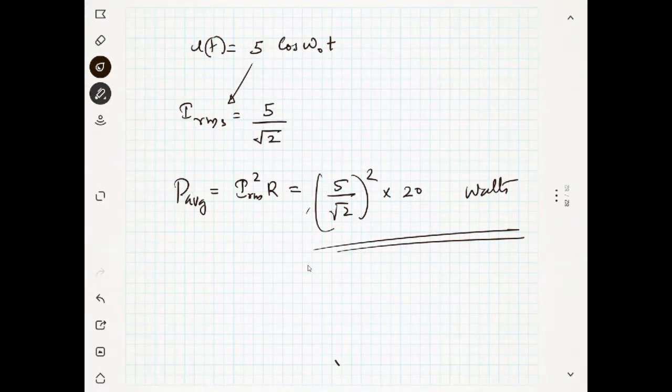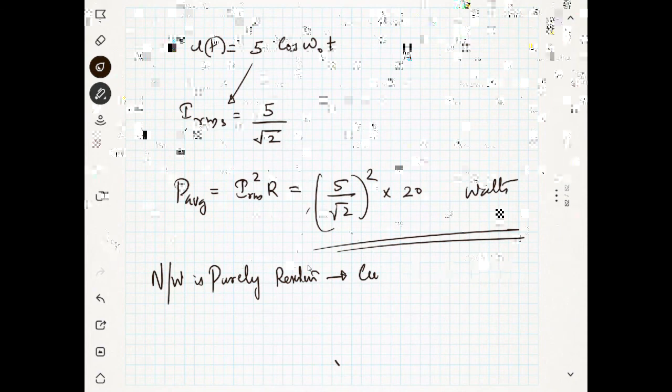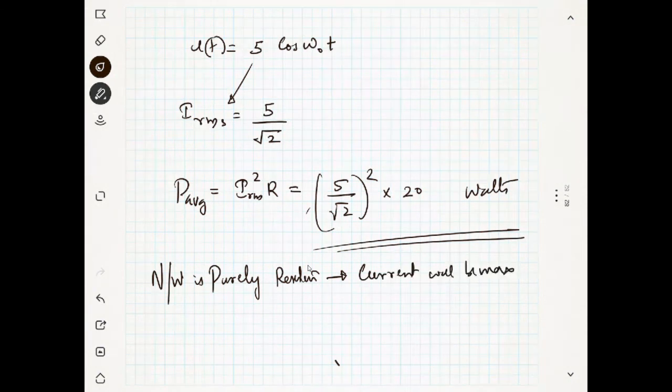Now what is happening here? The network is purely resistive, right? And if the network is purely resistive, the current will be maximum, because there is no other reactance. Nobody is opposing. Yes, the current will be maximum.